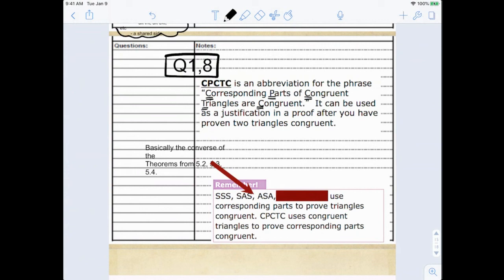But now we know that if we are given, basically, if we are given or know that 2 triangles are congruent by side, side, side, side, angle, side, or angle, side, angle, we can use CPCTC to prove that all the rest of the parts are congruent.